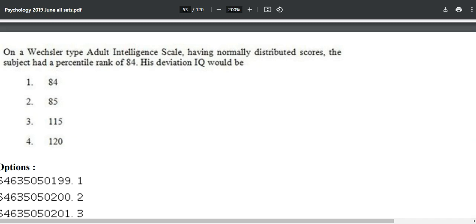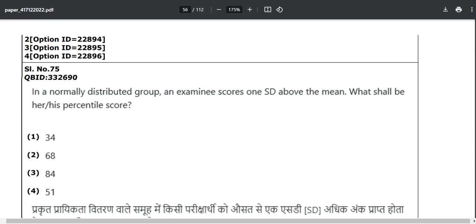Okay, now let's wait for another magic. I am not going to tell the correct answer for this. You are the person who is going to answer in the comment section. Just read it with simple common sense, simple logic. In a normally distributed group, draw like this.